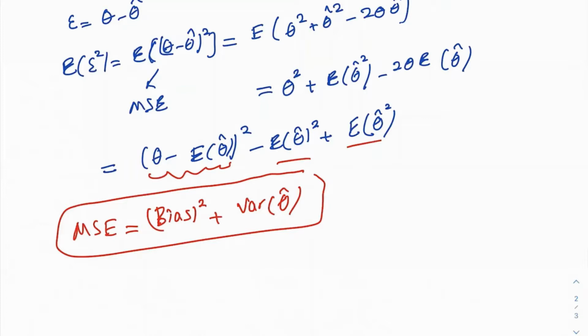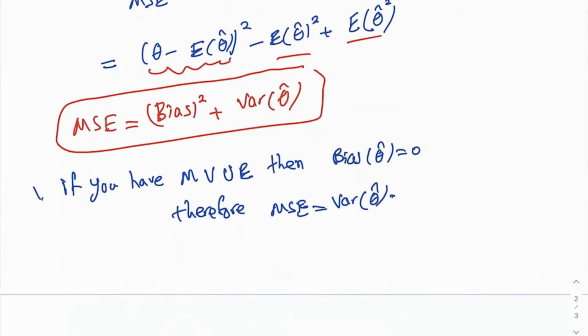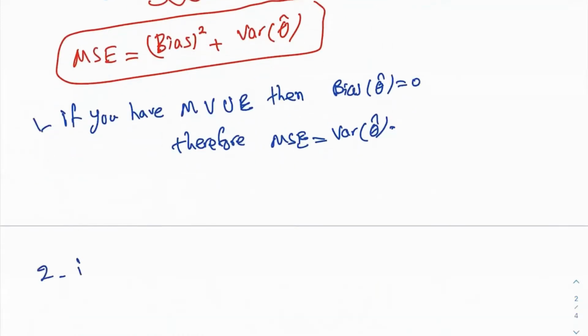So immediately, let's talk about this equation a little bit. If you have an MVUE, a minimum variance unbiased estimator, then the bias of theta hat is equal to 0. It says unbiased itself. Therefore, MSE is equal to the variance of theta hat. That's one thing. Now, let's look at another interesting point here.